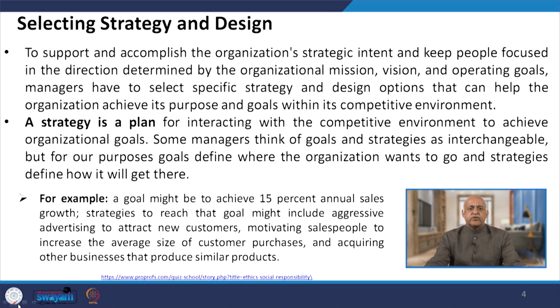Now, the strategies to reach that goal might include aggressive advertising to attract new customers, motivating the salespeople to increase the average size of the customer's purchase, and acquiring other businesses that produce similar products. So, there are different strategies, and every organization will decide its strategies. Strategies are normally long term plans. So, this is the plan to achieve a goal, and what is the goal? 15% annual sales. Now, which strategy will be the best and how to design the strategy, we will be discussing in the further session.